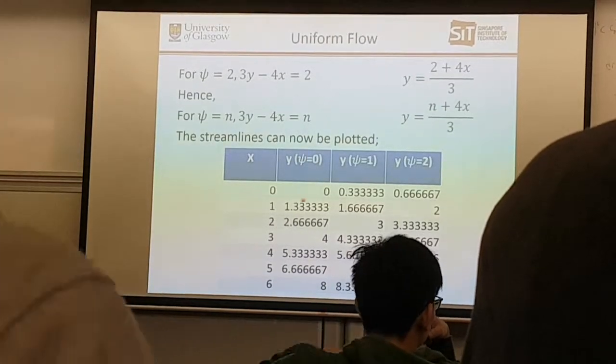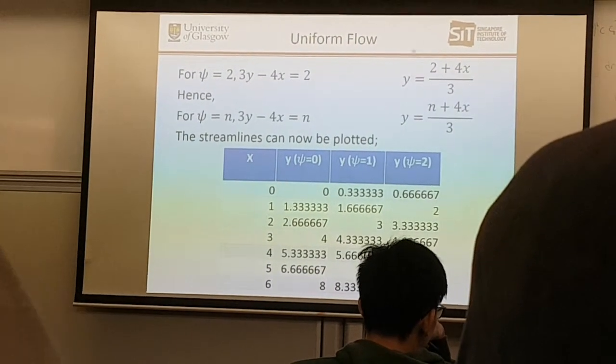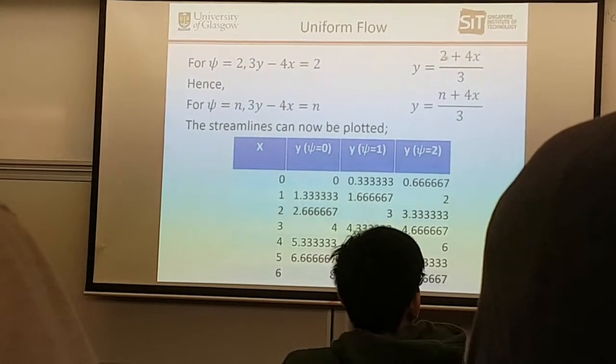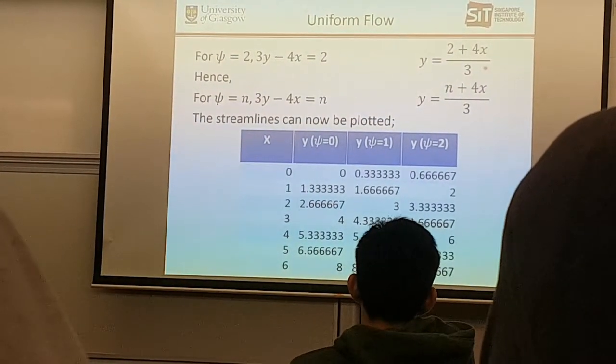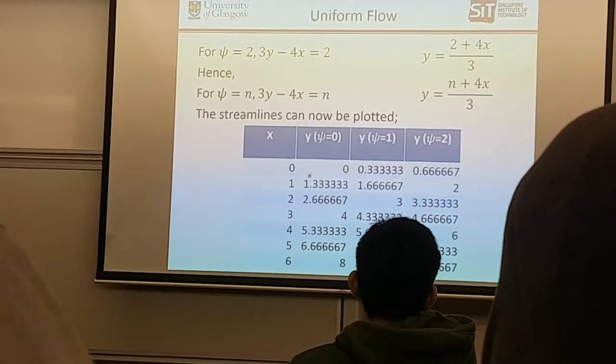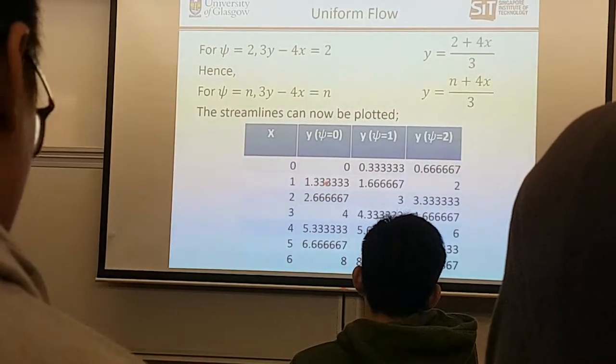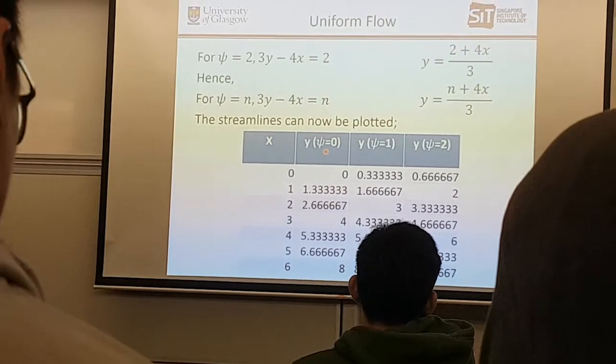Now, what kind of equation is this? A straight line equation or a curve equation? It's just y equals mx plus c. Basically, if I put in x values here, as long as I have 2 points, I can just draw a straight line, for every stream function value that I have.